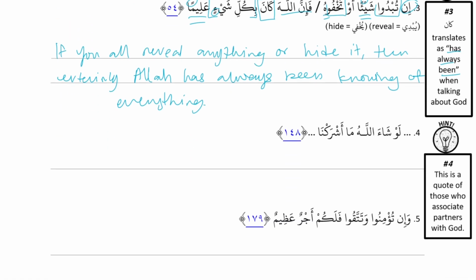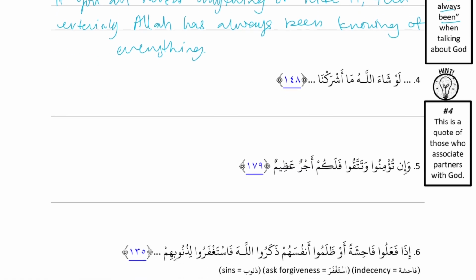Okay. Number 4. لو شاء الله ما أشركنا. Alright, so law is the conditional word. Sha'a is our action. Okay. It's past tense. And it is active. Okay. And then the word Allah is the doer because of the U label. And then ma ashrakna, ma is a negation word, so that comes at the beginning of the sentence. So that's the start of our consequence.